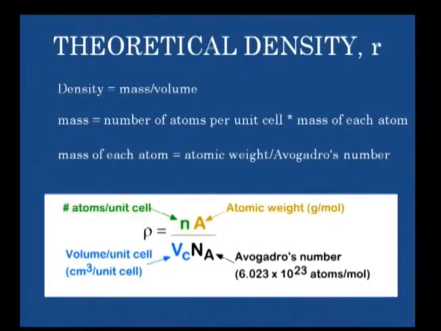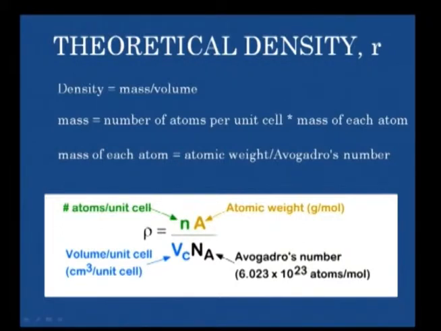Then we go to some of the problems in basic crystal structure, wherein we all know density is equal to mass by volume. Mass is the number of atoms per unit cell multiplied by the mass of each atom. Mass of each atom will be atomic weight divided by Avogadro's number. Now, this is a fundamental expression, right.